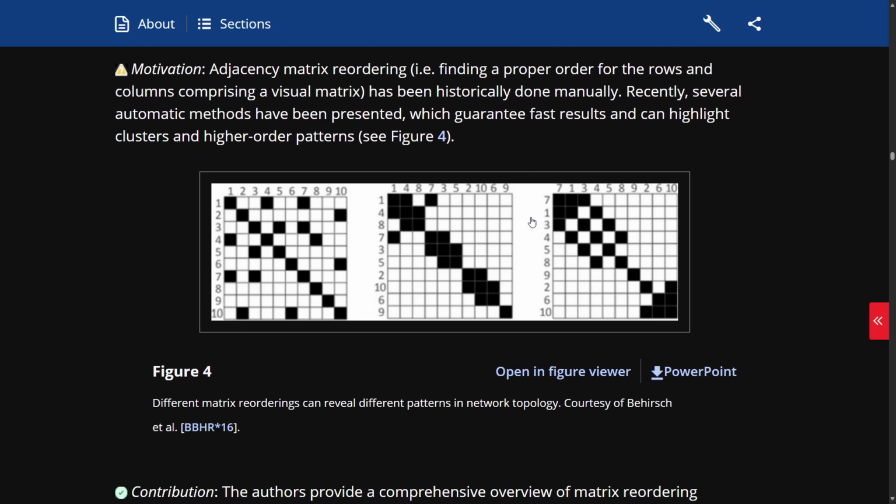See Figure 4. Details are in the caption following the image. Figure 4. Open in Figure Viewer. PowerPoint. Different matrix reorderings can reveal different patterns in network topology. Courtesy of Hirsch et al.